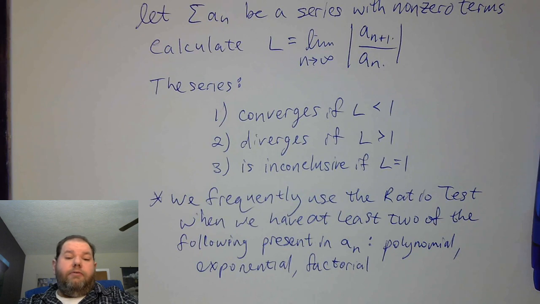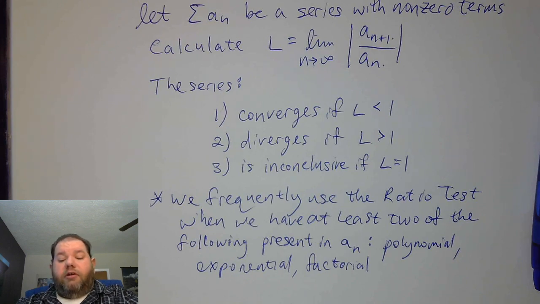If we have at least two of those present in the expression, then it's a safe bet that the ratio test is the way that we want to proceed. And that's one of the things we want to start focusing on a little bit more, which is how to know when we can use certain tests. I think it's especially important in section 6 here, knowing when to use the ratio and the root test. It's pretty obvious when something is geometric or when something is a p-series. When something is an alternating series, we can recognize those.